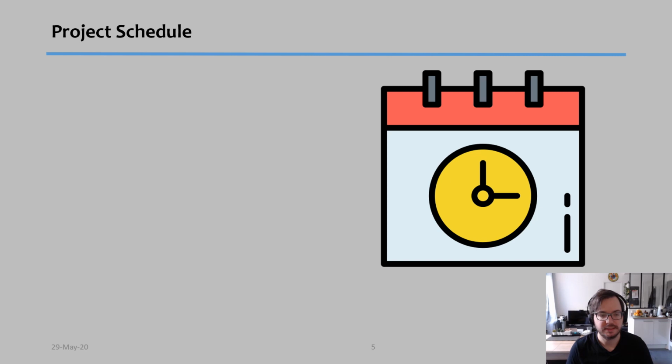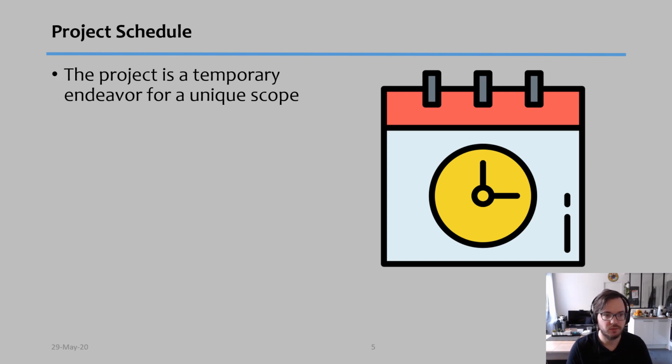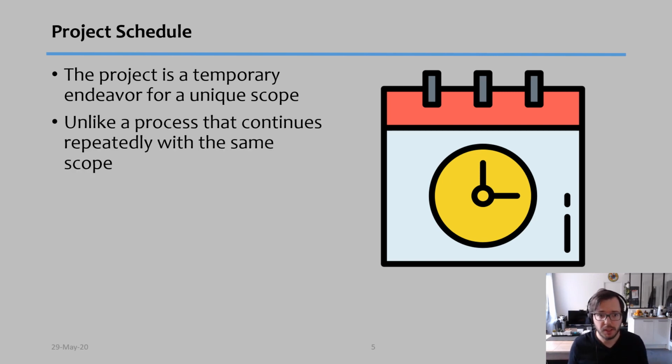So, project schedule. First of all, remember the project is always a temporary endeavor, and it's a temporary endeavor for something that is unique in terms of scope. Unlike a process that repeats itself with time, where you do the same tasks over and over again, and therefore it's a continuous process with the same scope, a project is not like that.